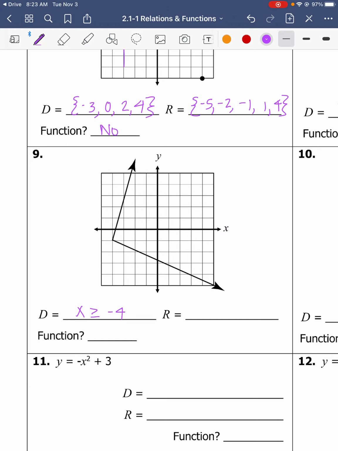Okay, so there's the domain there. And then if we look at the range, this arrow indicates that we're going down forever, and this one says we're going up forever, so the range is going to be all real numbers here.